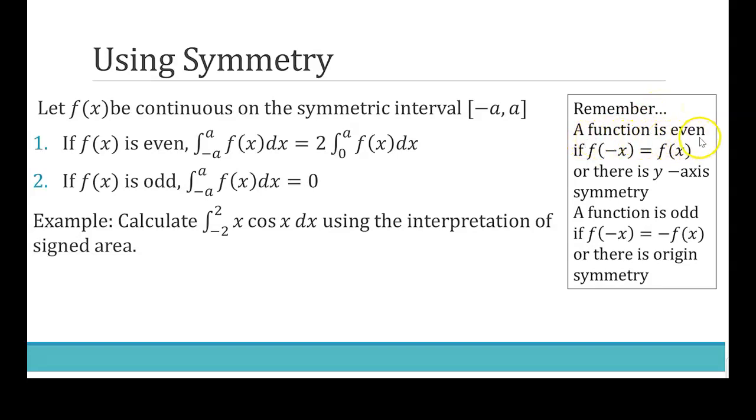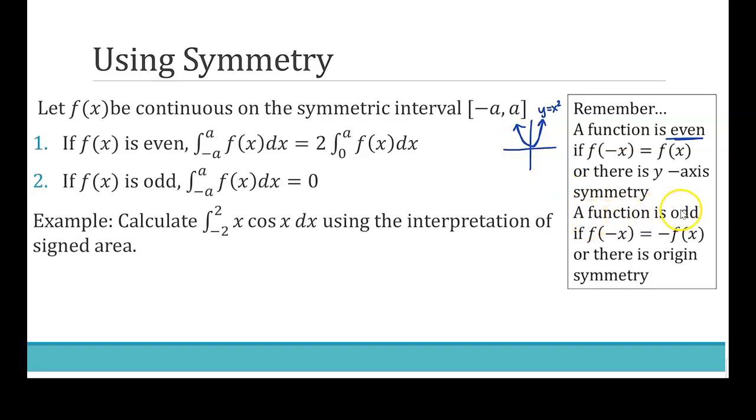So remember, a function is even if f of negative x is equal to f of x. I always used to say even functions eat the negative. So when you plug in a negative x, it just disappears completely. Or graphically, there is y-axis symmetry. An example of an even function is something like x squared. So y equals x squared has y-axis symmetry. I can fold this graph over the y-axis and it's exactly the same, a mirror image over the y-axis.